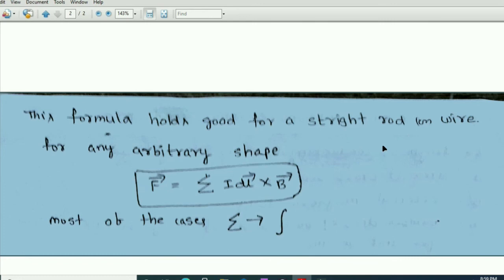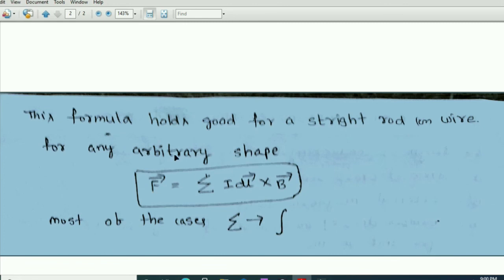We do it by dividing the conductor into strips. We find the force experienced by each strip, which is I into dl bar cross B bar, where dl bar is the length of a small piece of the conductor. I into dl bar cross B bar is the force experienced by each piece. Then by taking the vector sum of all the forces experienced by all the strips, we get the total force experienced by the conductor.